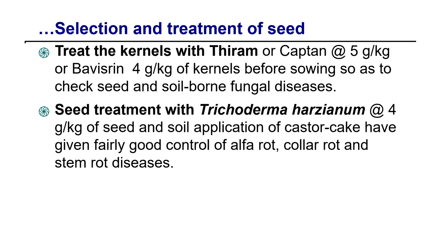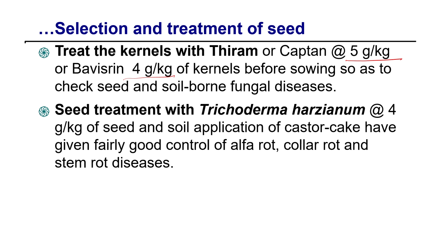Treat the kernels with Thiram. So far as seed treatment is concerned, Thiram can be used as a fungicide, or Captan is also a fungicide at the rate of 5 gram per kg, or Bavistin can also be used at the rate of 4 gram per kg of kernels before sowing, so as to check seed and soil borne fungal diseases. So seed treatment is quite effective against the seed-borne diseases in this case. So it is always advisable to go for the seed treatment.